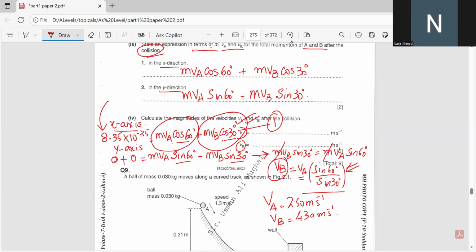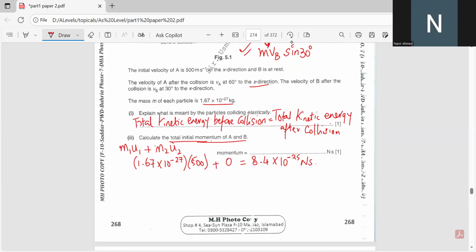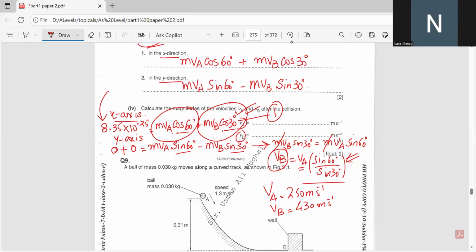I have made one equation completely for the x-axis, because I already know the momentum along the x-axis here, that it is written as 8.4 into 10 power minus 25. So it is written here, 8.4 into 10 power minus 25 is the total momentum along the x-axis. Then I just found the momentum of the first ball along the x-axis, then the momentum of the second ball along the x-axis. Both are equated.